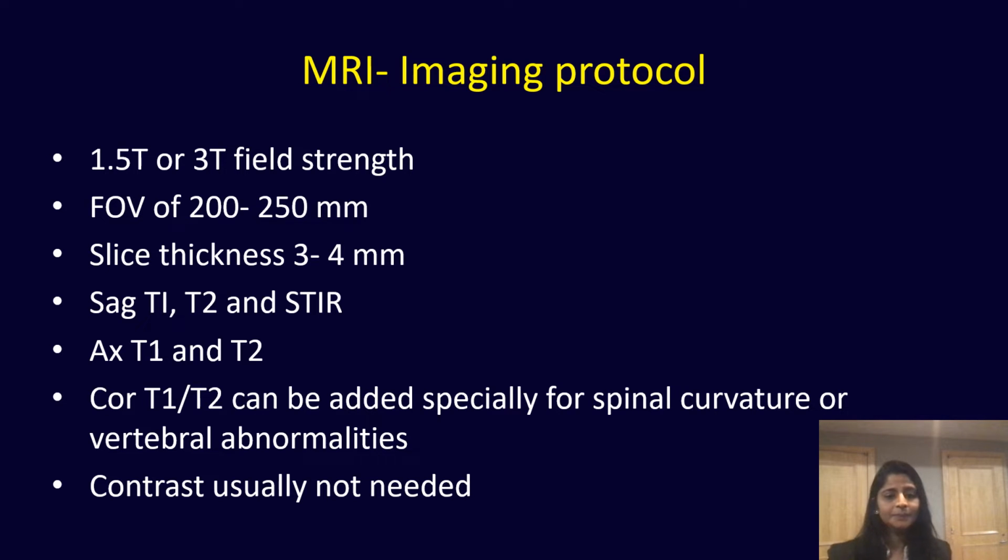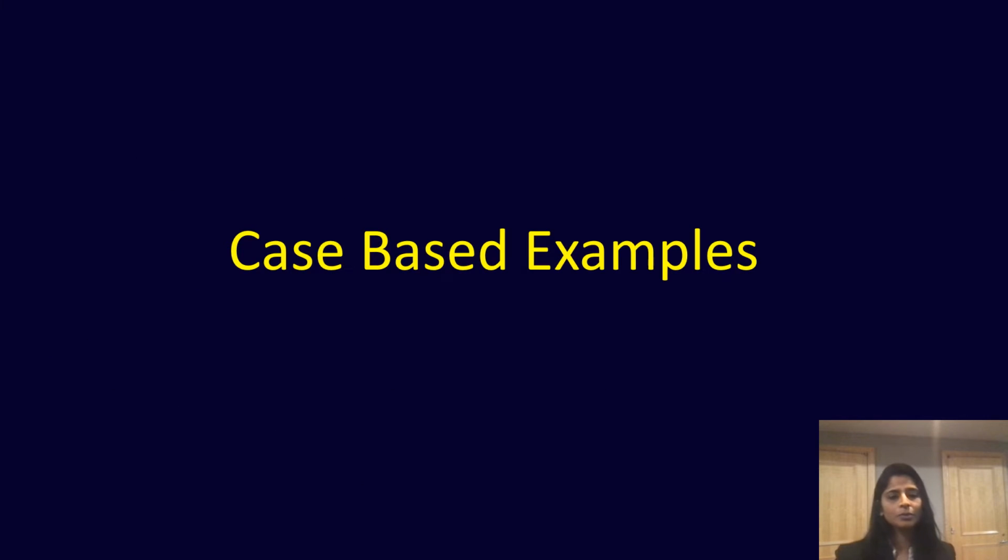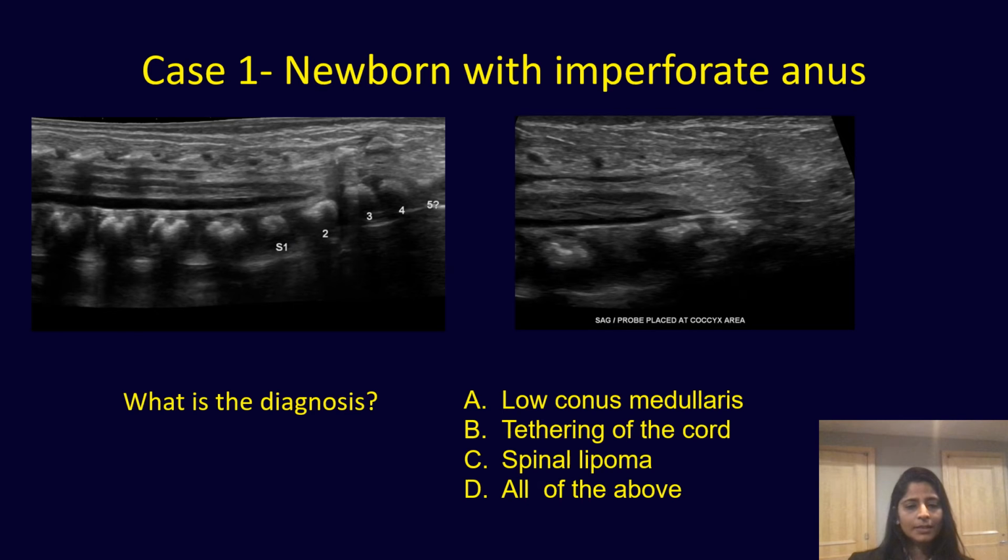When MRI is performed, typically a slice thickness of 3 to 4 mm is used, and the most commonly acquired sequences are sagittal T1, T2, and STIR, and axial T1 and T2. In vertebral curvature anomalies, coronal sequences can be added. Typically, contrast is not needed in evaluation of the pediatric spine. Now let us review some case-based examples to further illustrate the role of each modality.